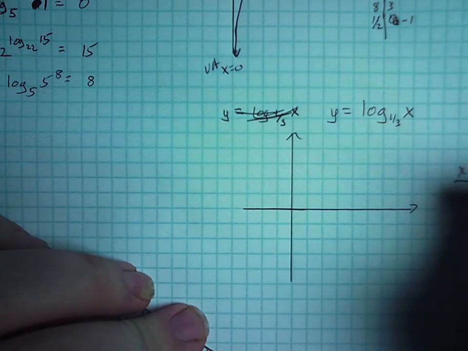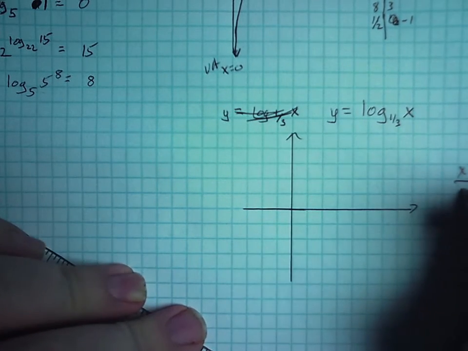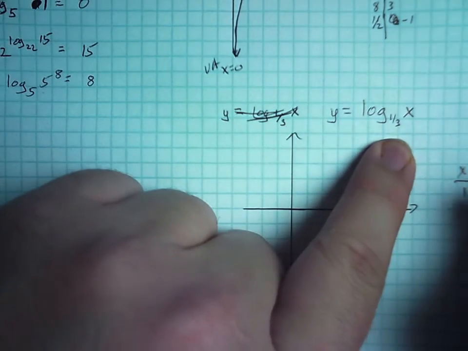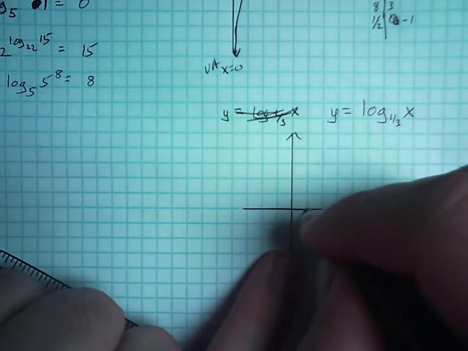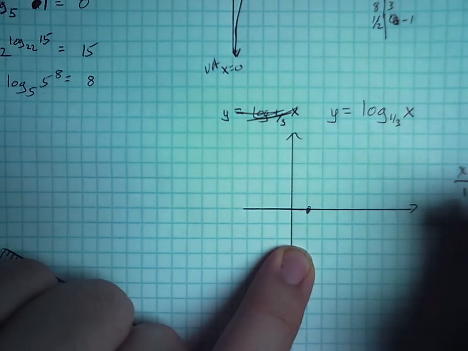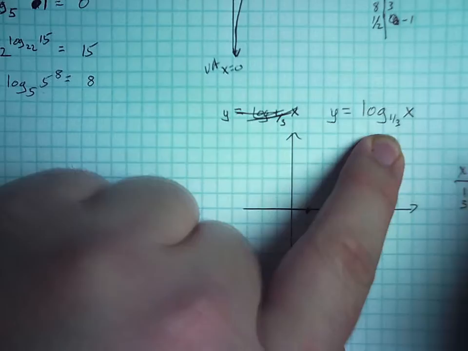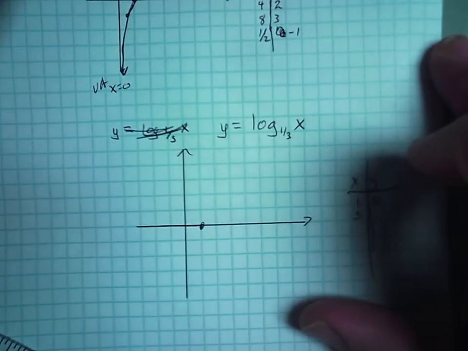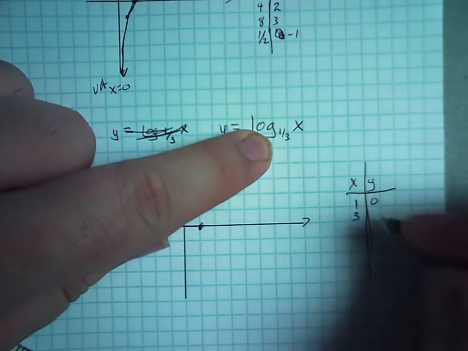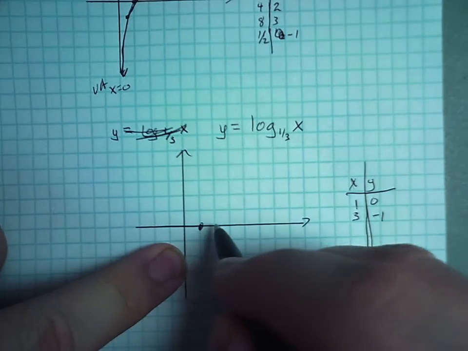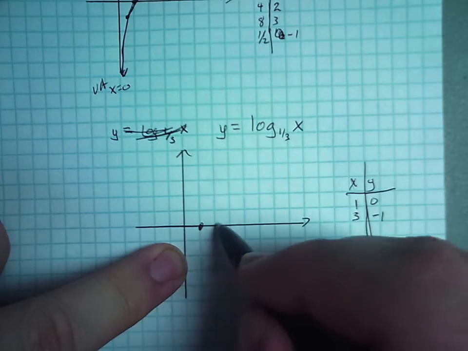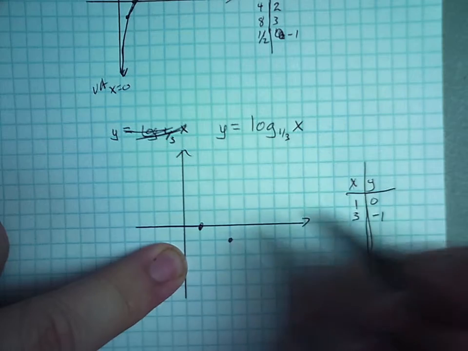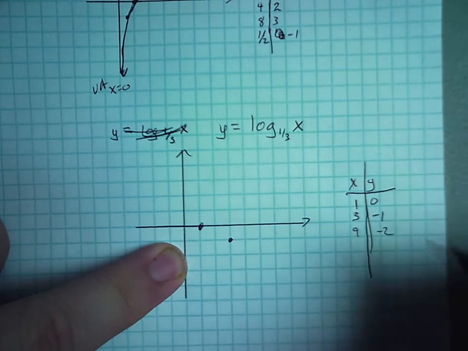So when I make my xy chart, 1 is still the easiest one. Anything to the 0 power is 1, so it's going to go through 1, 0 again. But if I stick in 3 here, that's actually the reciprocal of my base. So if I'm going to get 3 as my answer, I need -1 for the power. So when x is 3, the answer is -1. The next would be 9, which is -2.